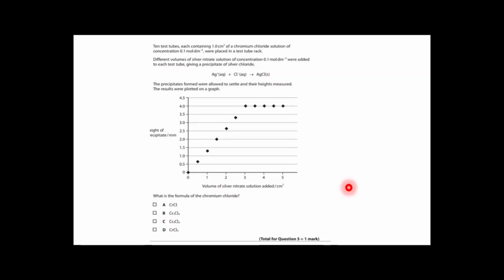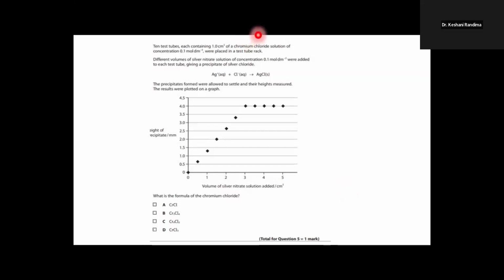The first one is CrCl. The other one is Cr3Cl4. The other one is Cr4Cl5. Then the last one is CrCl3. Okay, shall I do that question? Right? So, what is that?